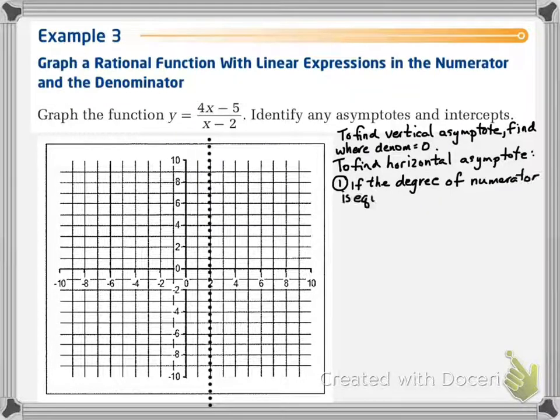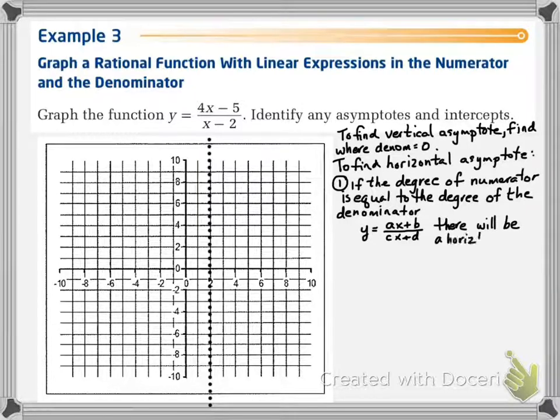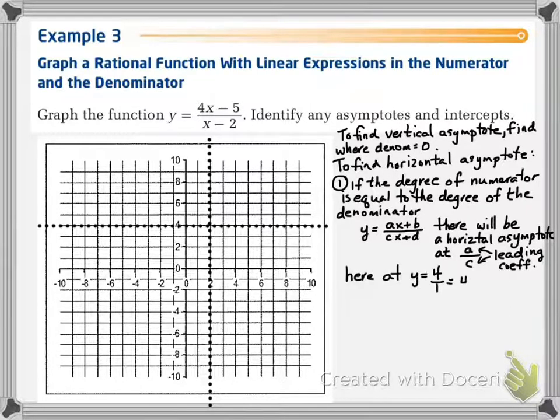If the degree of the numerator is equal to the degree of the denominator, which it is, they're both degree 1, then from our base ax plus b over cx plus d, there will be a horizontal asymptote at a over c. A and c are the leading coefficients, and here that's going to be at 4 over 1. So we're going to have a horizontal asymptote at 4.